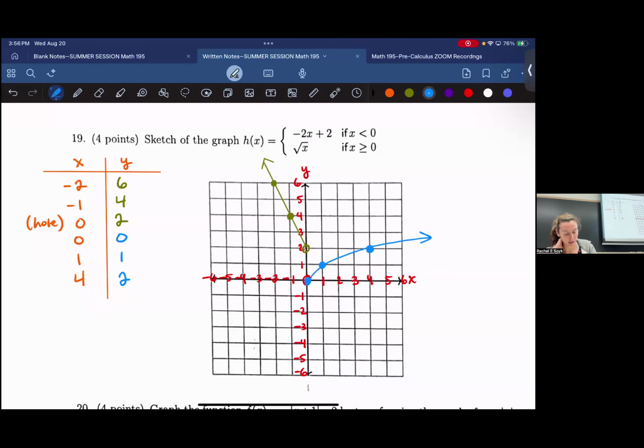Last but not least, let us write in our function and label it. H of x is equal to -2x + 2 when x is less than 0, and square root of x when x is greater than or equal to 0. And that's it.